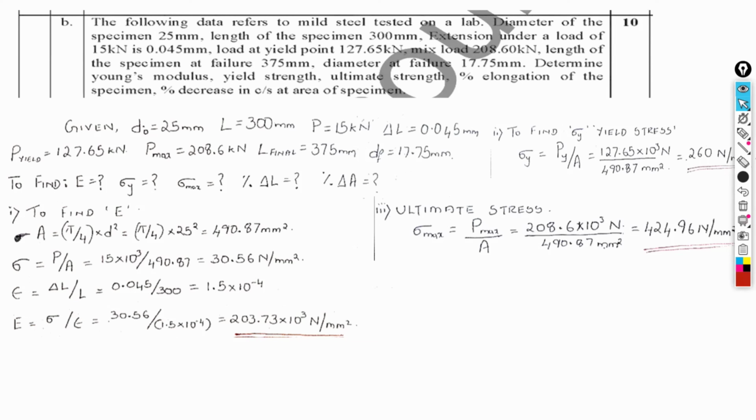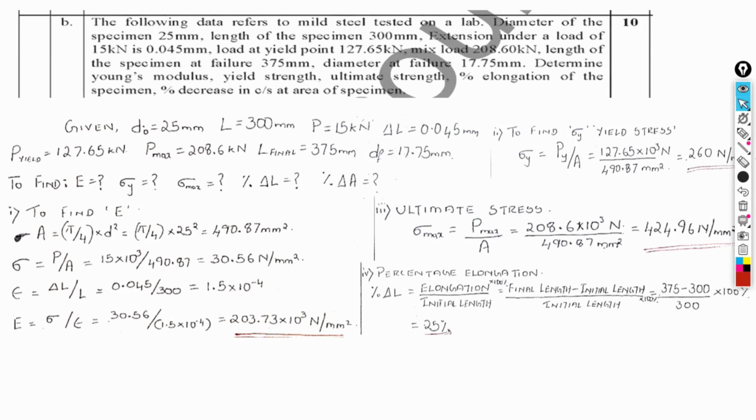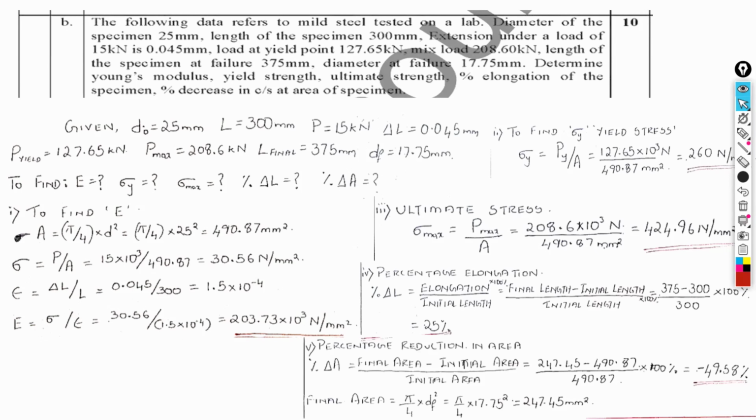After solving these values, we will arrive at a sigma max equal to 424.96 Newton per mm square. The percentage elongation, percentage delta L, equals elongation into 100 divided by initial length. Elongation equals final length minus initial length. So final length minus initial length divided by initial length into 100, we will get the formula. 375 is the final length, minus initial length 300 mm, divided by again the initial length 300, into the percentage 100. After solving all these values, we will get a percentage elongation of 25%.